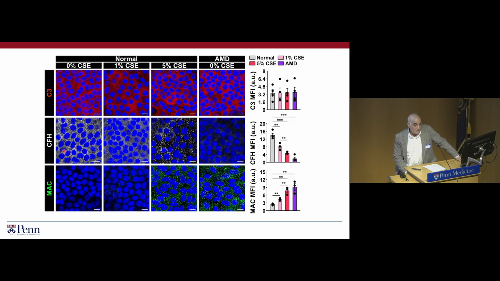We then looked at the complement factor H protein. And you can see that as the smoke extract increased from 1 to 5%, even from 0 to 1%, there's a dramatic decrease in the amount of complement factor H made by the RPE cell. And we then looked at the MAC complex, which is the terminal component of the complement pathway. And we didn't see much until we got to 5% smoke extract in terms of the immunofluorescence for this protein complex. And it was quite similar to the AMD donor, which had not been exposed to smoke extract.